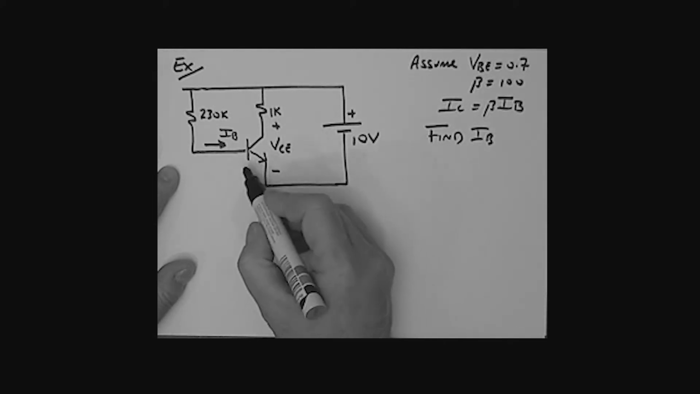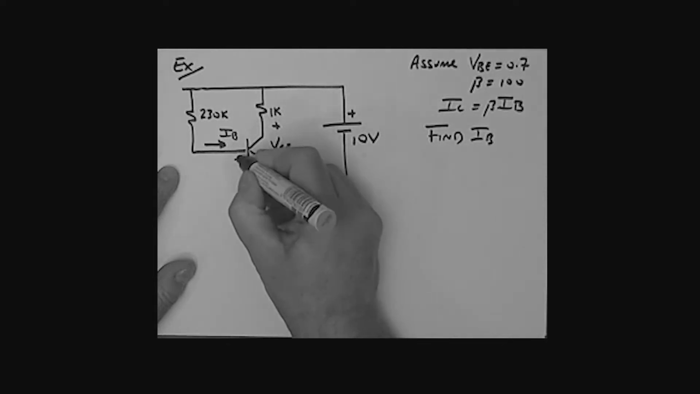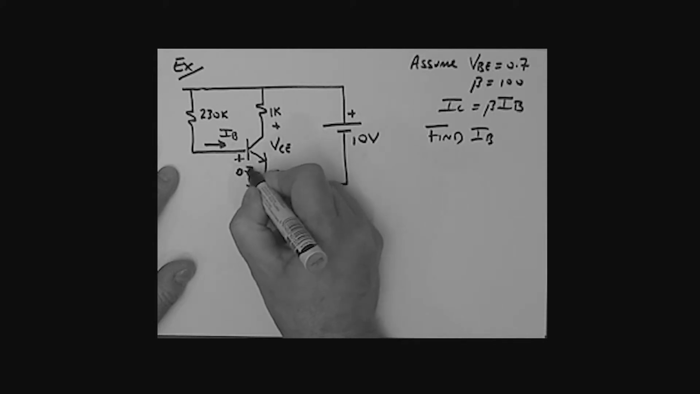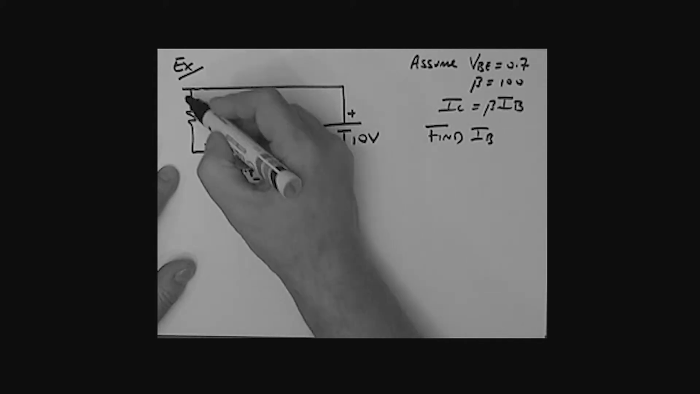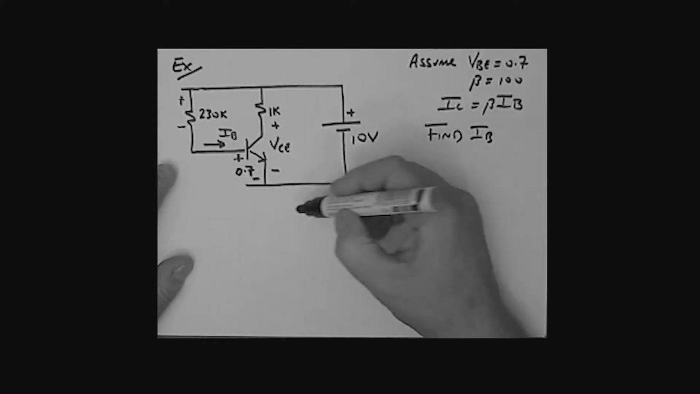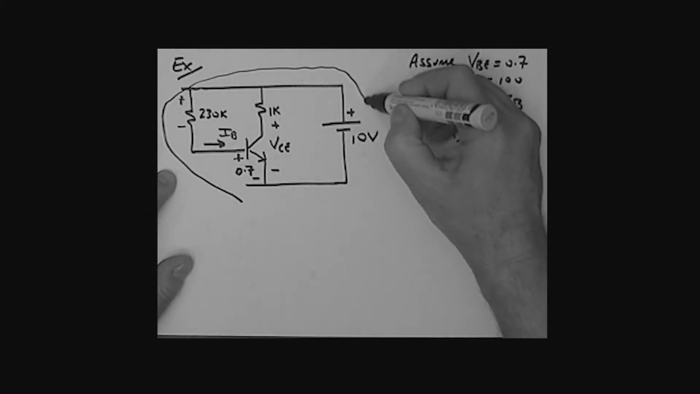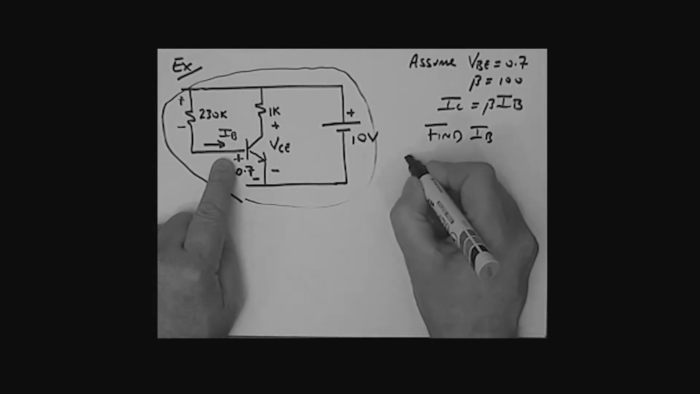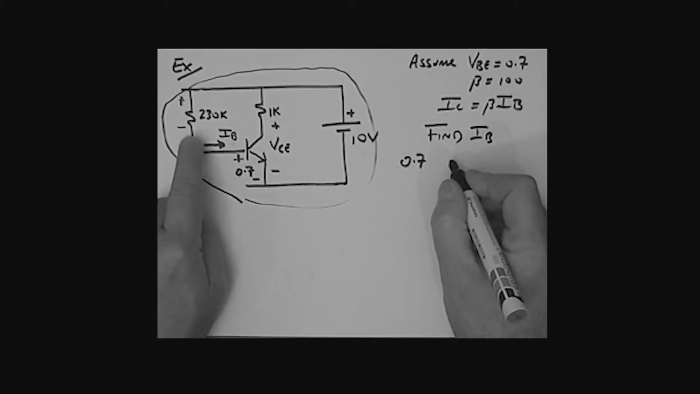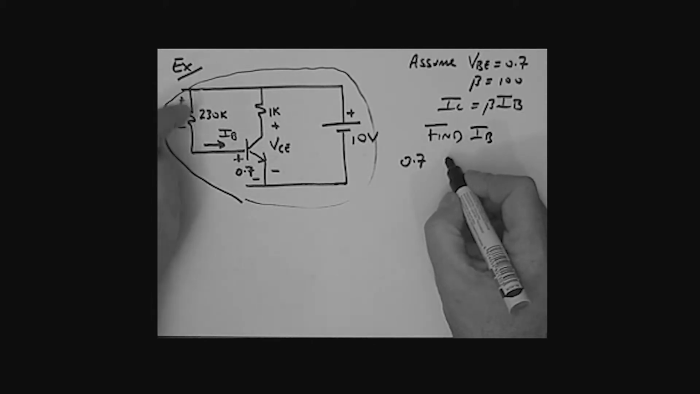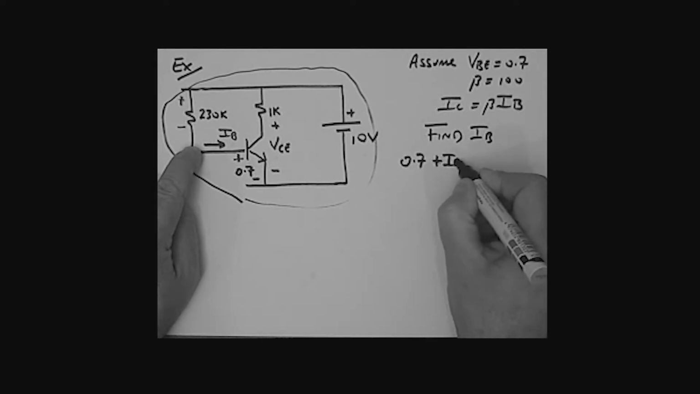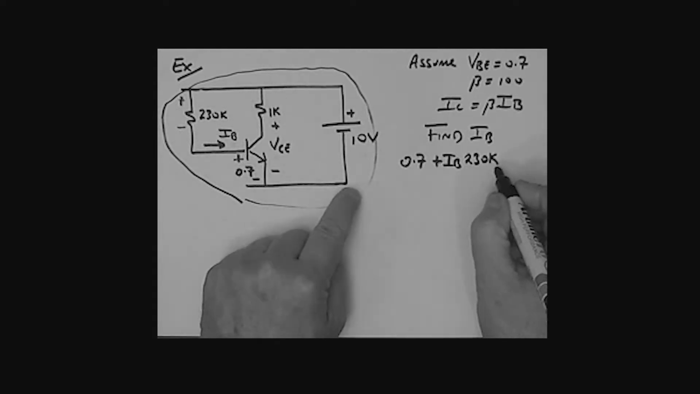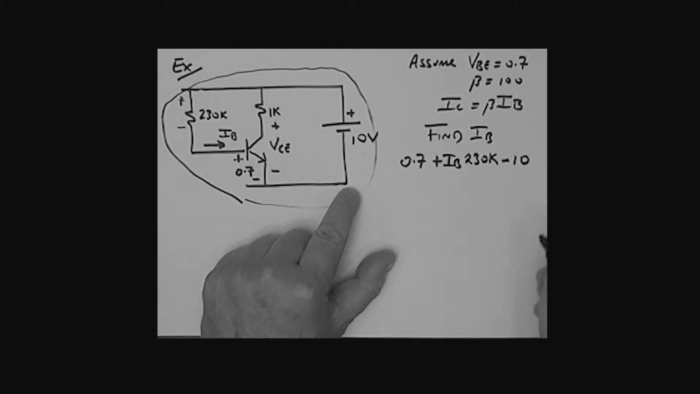Well, to do that, we're really going to take a loop. Now, look, between this point here and this point here, we've already made the assumption that that is 0.7. Notice the current direction is this way, from high to low. So the loop that we're going to take is this loop right here. Let's go around that loop. I'll start here. Going from here to here, I've got 0.7. Going from here to here, I'm going up, am I not? I've got a plus IB times 230K. And then from here to here, I've got a minus 10.